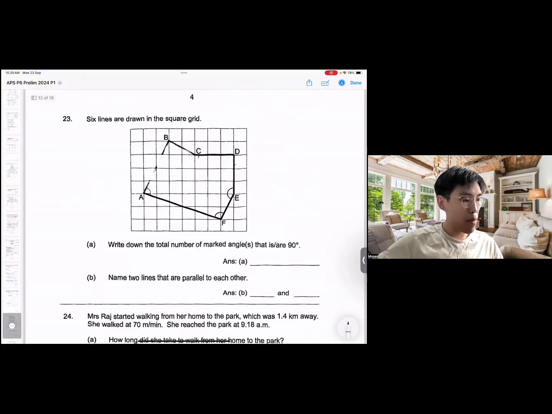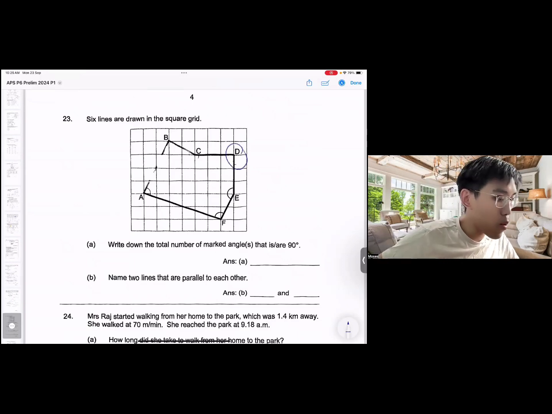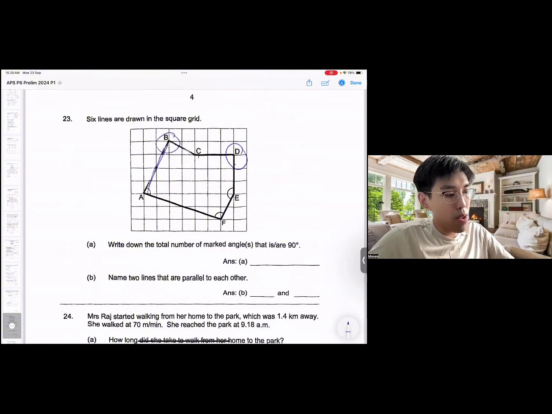Okay, next, write down the total number of marked angles that is or are 90 degrees. Obviously this is one. And then where's the other one? The other one is actually here. Why? Because you see here is 2 to 1. Here is also 2 to 1. So actually this is also a 90 degree.